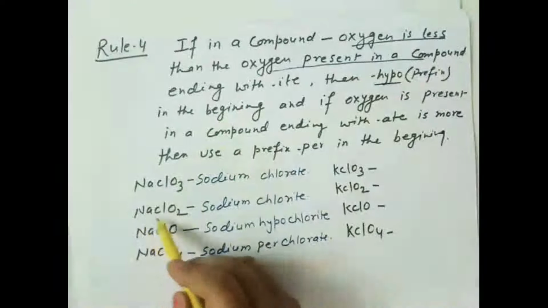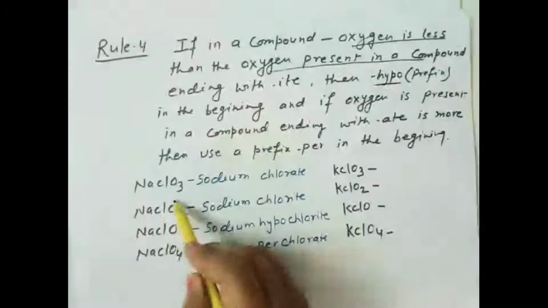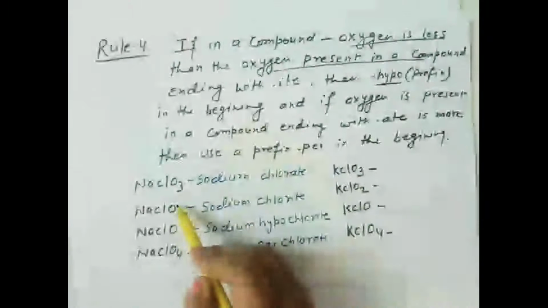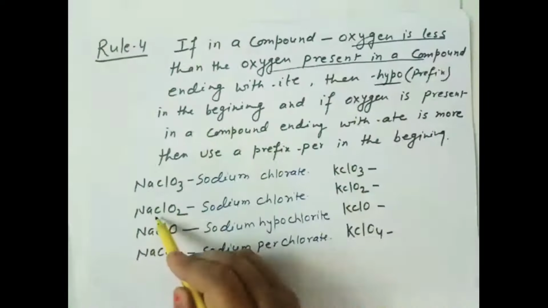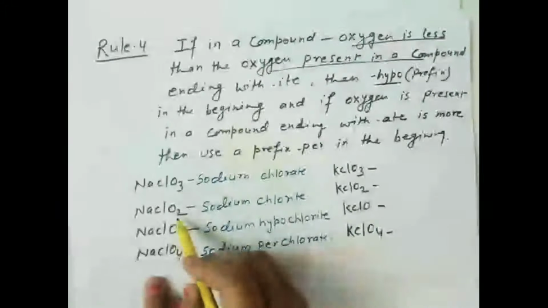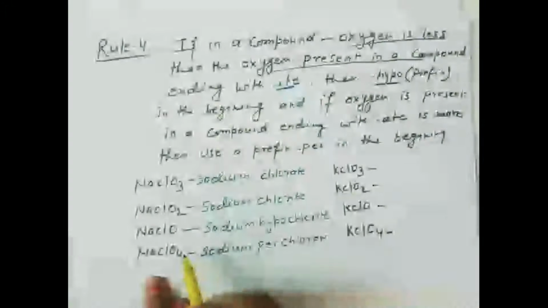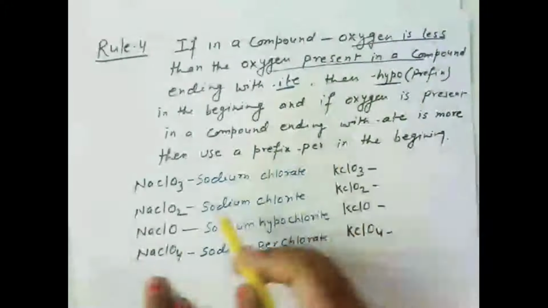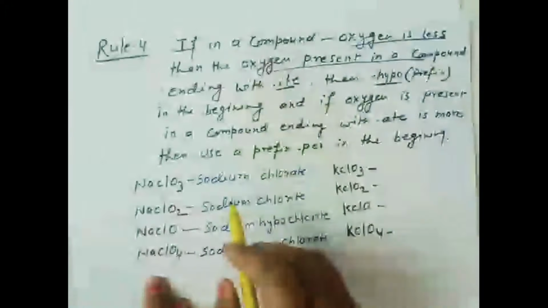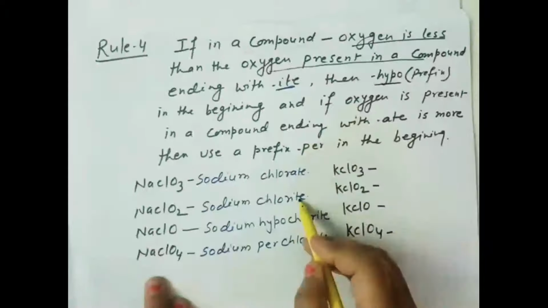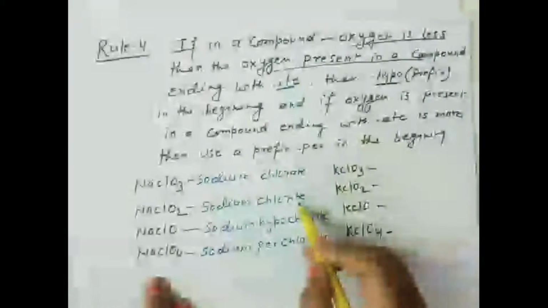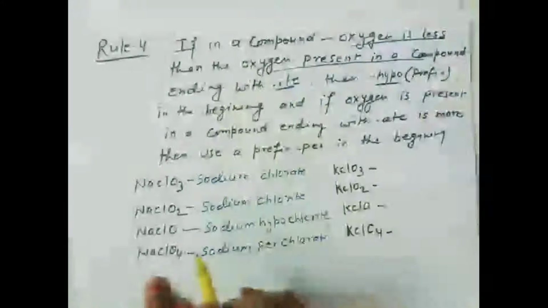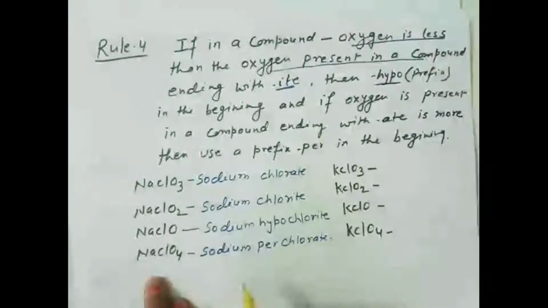Suppose NaClO2, it has one oxygen less than NaClO3, and this compound has less oxygen than NaClO2. So if there is less oxygen than ITE, if the compound has suffix ITE, sodium chlorite, and if the compound has less oxygen than ITE, then the word hypo is used as prefix in the beginning.